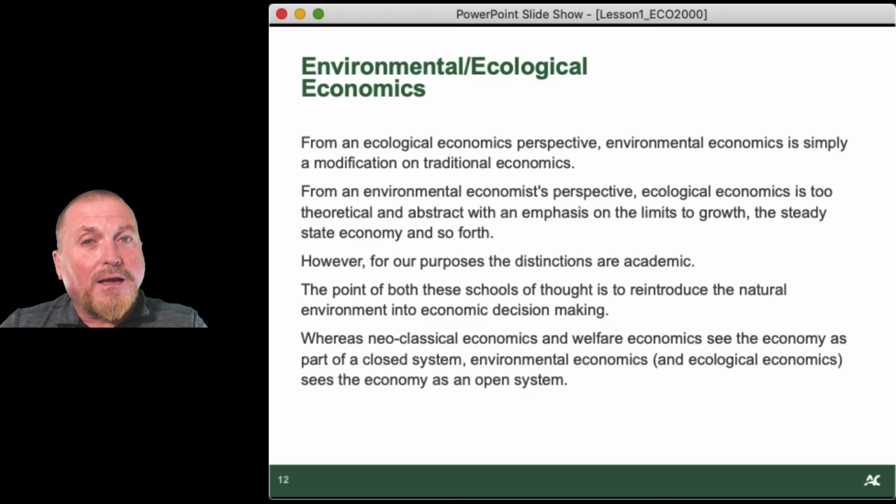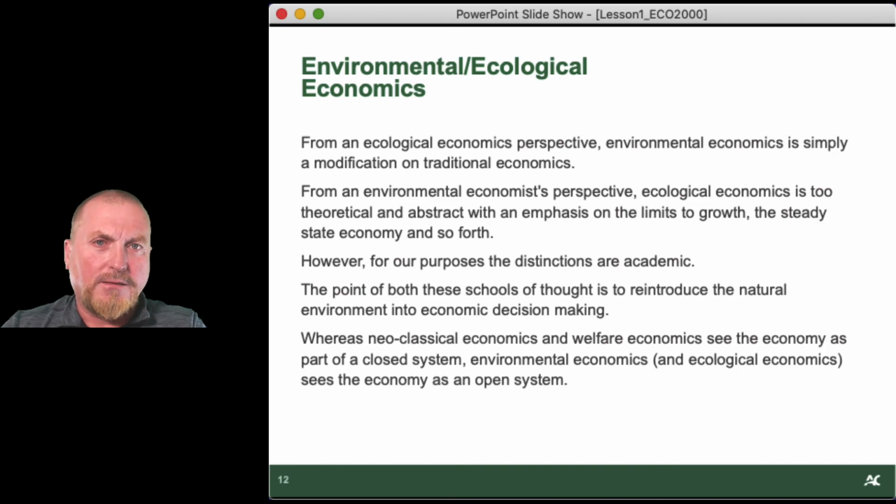Whereas neoclassical economics, and to an extent welfare economics, see the economy as part of a closed system. Environmental economics and ecological economics see the economy as an open system, okay? They would argue that the first is a myth. You can't have an economy if you're not extracting things from the natural environment and putting waste back into the natural environment. Okay, environmental economists would say it's impossible and that these are artificial notions of the economy that are long past outdated.